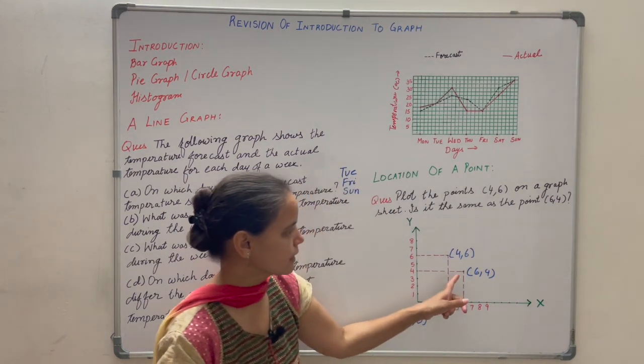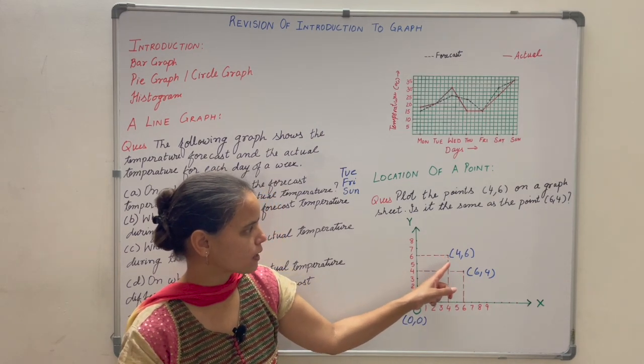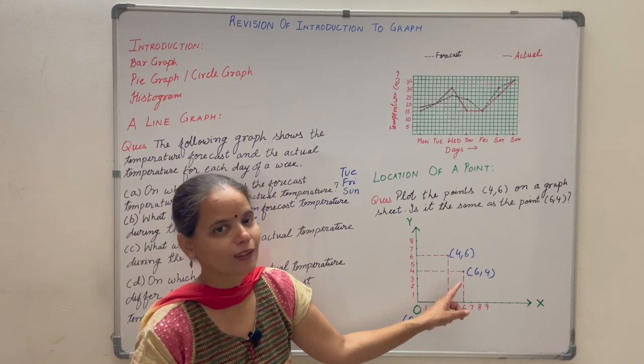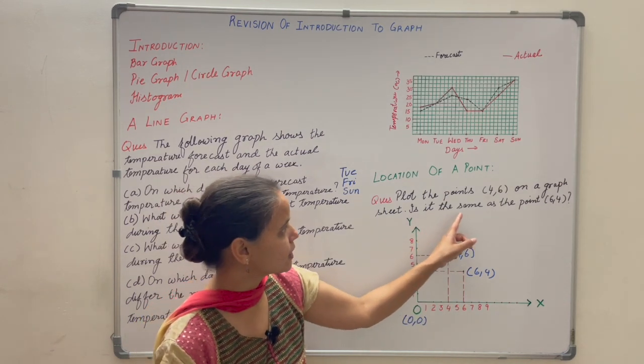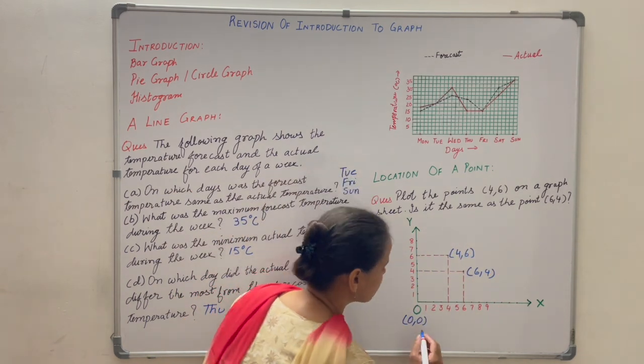So the coordinates for this point is 6 comma 4 and the coordinates for this point is 4 comma 6. So you can clearly see these 2 points are not the same points. So is it the same as the point 6 comma 4? Answer is no.